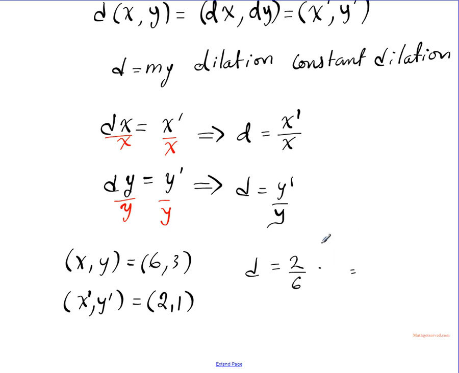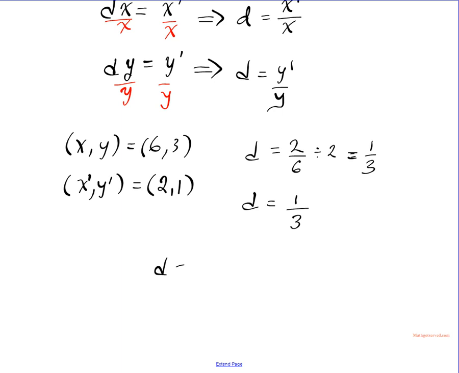If I do this by dividing by 2, which is basically reducing fractions, divide this by 2, top and bottom, you're going to have 1 over 3. So there goes your constant of dilation using x. If I wanted to use y, which is redundant, but it doesn't matter which one you use, I just go y prime, which is 1, divided by y, which is 3, and that's it. So basically, our constant of dilation d is 1/3.